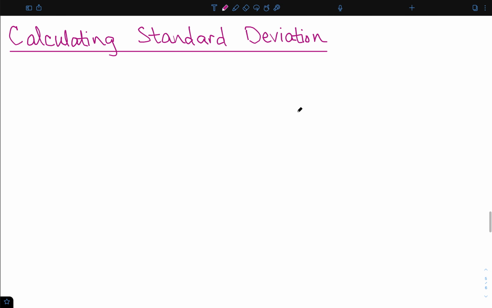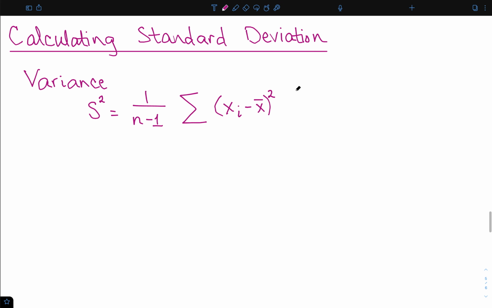In the previous video, I looked at the idea of standard deviation, and now I want to look at calculating it. And while standard deviation is the measure of variation we will use the most, I'm also going to look at variance since it is very closely related to standard deviation. Variance is denoted by s squared, and it's given by this formula here.